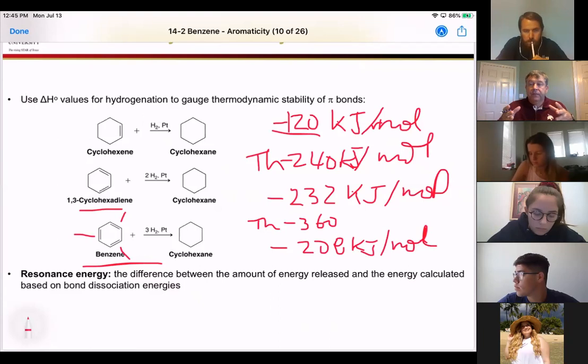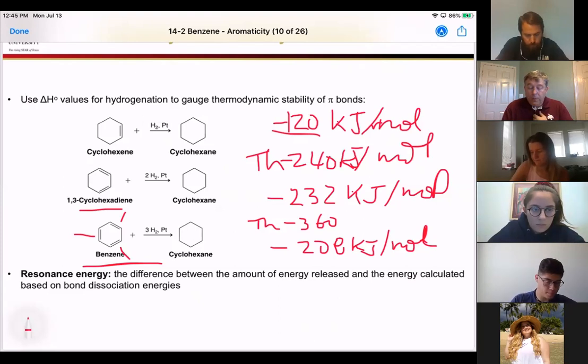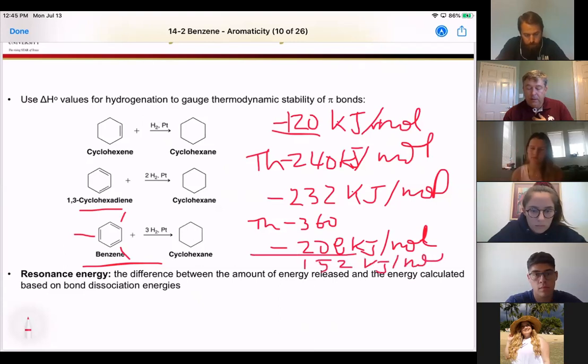What does that mean? It means that when we have those 3 in conjugation and we've delocalized those pi electrons over the system, we've actually gained about 152 kilojoules per mole of energy. It is that much more stable than just having the isolated alkenes by themselves, okay?